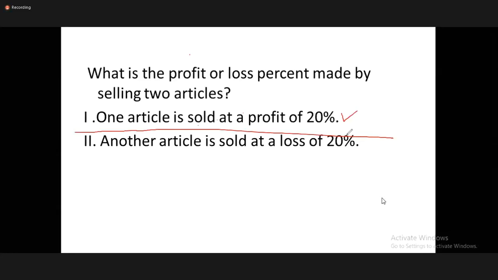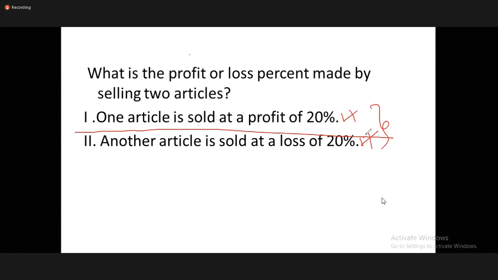Can you answer using statement 1 alone? No. So you can't answer the question. Next, if it is no, go for statement 2: another article is sold at a loss of 20%. Can you answer the question using statement 2 alone? No. If no, go for can you answer using both statements together?